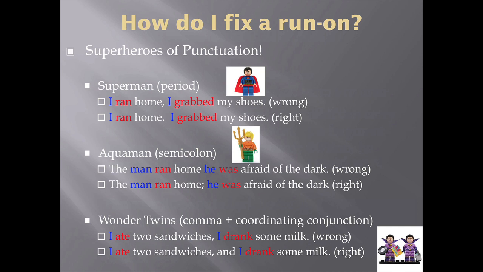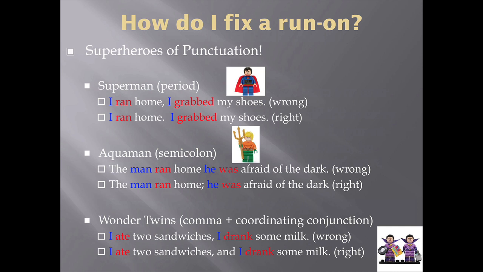Okay, now as a writer, you are afforded a whole bunch of opportunities to make choices about your writing. A Superman, or changing a run-on into two complete sentences, is one choice you can make, but that really does separate your two ideas into discrete chunks. And perhaps what you have are two sentences that are closely connected. And if that is the case, then what you want to choose is a semicolon.